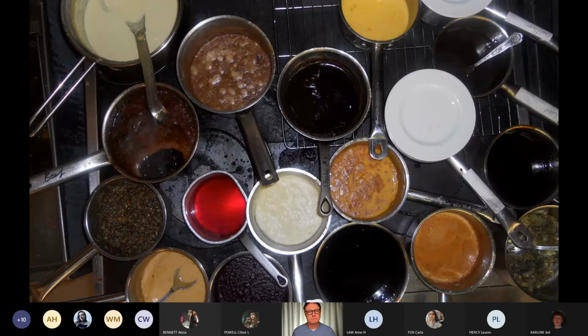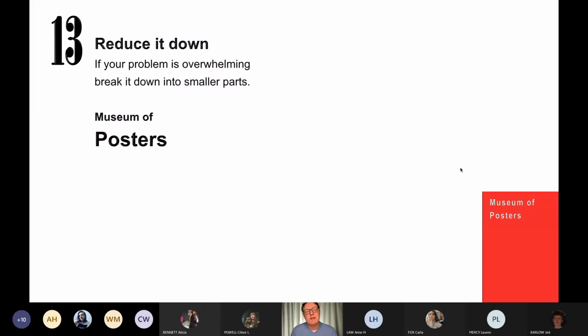Tip number 13. Again, this is really, really important. Every project you have, what you've got to do is find a way of undoing what might originally seem overwhelming. Projects get better and more relevant when you break the problem down into something unique. So for instance, you're doing a museum poster, but that's not being specific enough.